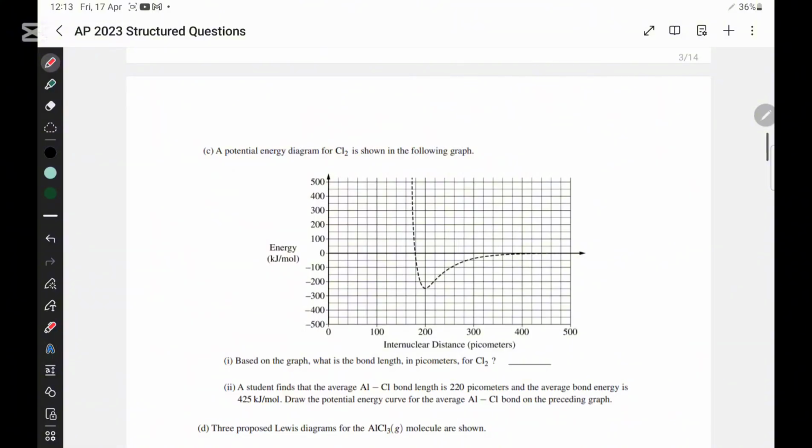In the next part, they are saying a potential energy diagram for Cl2 is shown in the following graph. So this is a potential energy diagram. Remember, that is going to show us the maximum energy. That is the point when two atoms have come very close to each other, so their nucleus and nucleus, as they are positively charged, start to repel each other. So here the nuclei start to repel, and if they are repelling, the energy is going to be maximum.